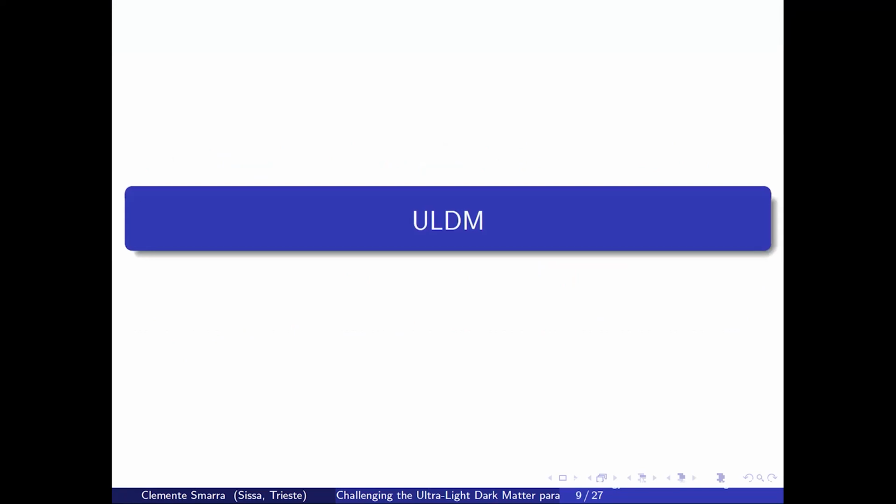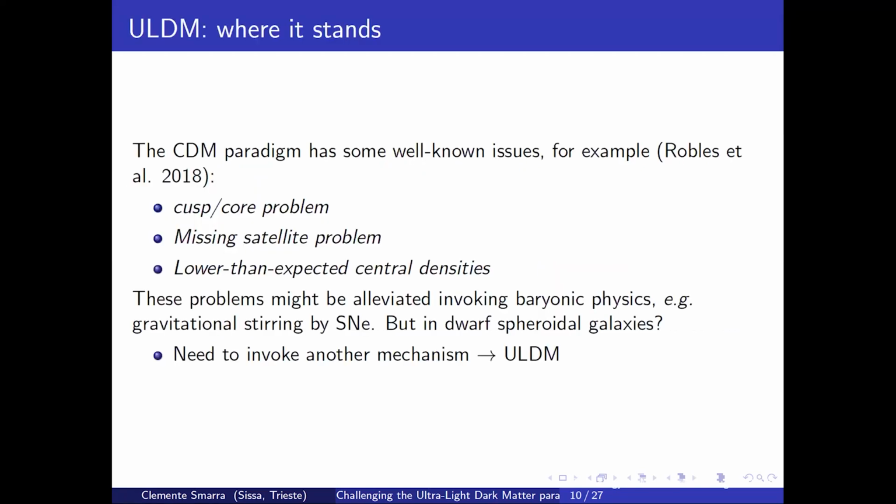So let me come to the second part. I will be very fast on this. Basically, the cold dark matter paradigm has some well-known issues. For example, the cusp problem, the missing satellite problem, and lower than expected central density. They basically all have to do with the fact that when you look at the inner parts of galaxies, with cold dark matter you would expect a cusp profile, while what you see is a core profile instead.